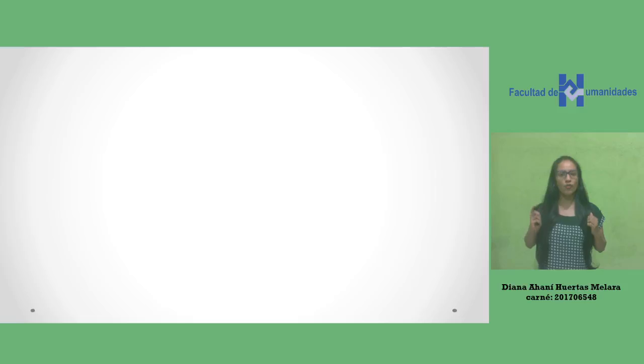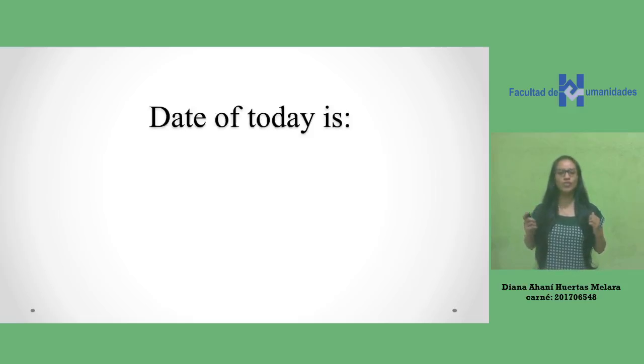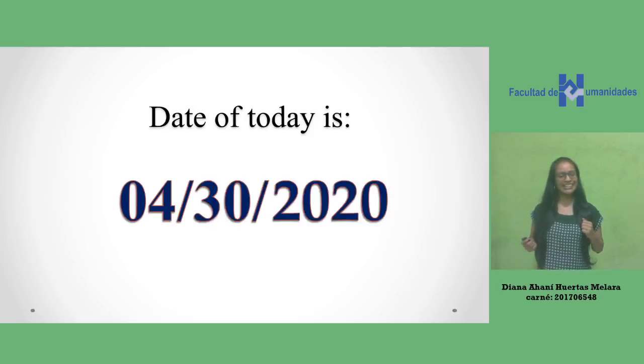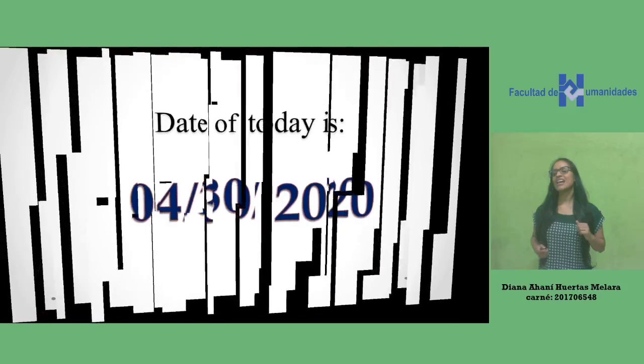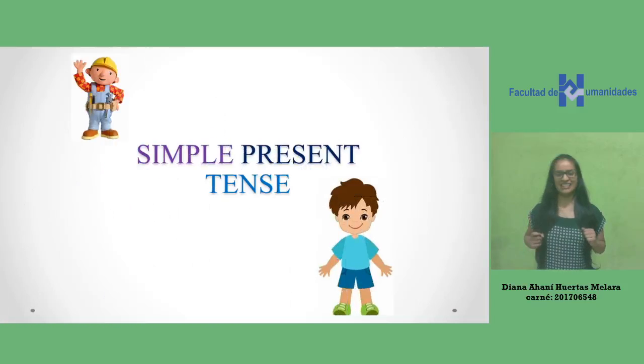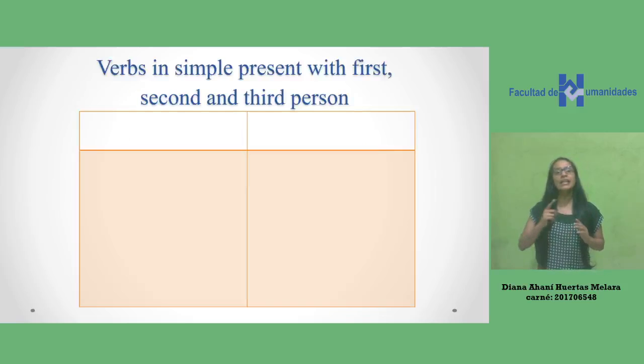Let's see the date of today. The date of today is April 30th, 2020. So, the topic of today is about grammar and I hope that you will pay attention to this. And the topic is simple present tense, right? Okay, so before explaining the structure of this, I want to explain something about the verbs in simple present with first, second, and third person.